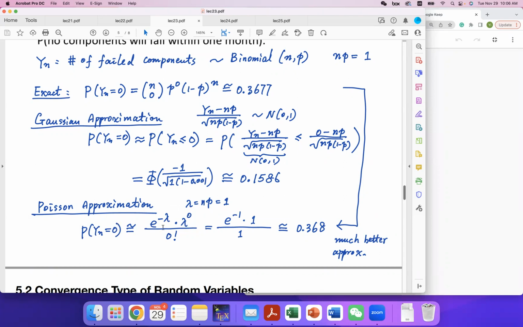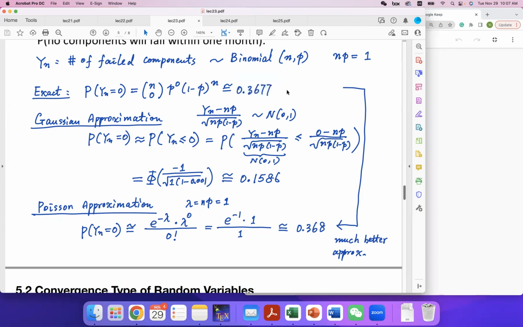So this and the denominator part both equal 1. We only need to calculate e to the power of negative lambda. The lambda is 1 in this case, so it's essentially e to the negative 1. And if you calculate it, it is about 36.8%. Okay, so this is much more accurate. It's very close to the exact result, much more accurate compared to the Gaussian approximation.